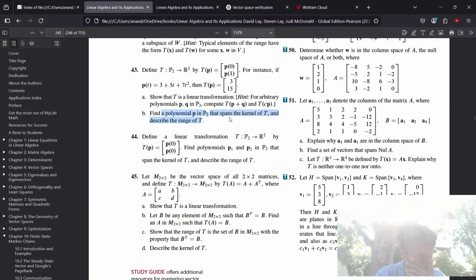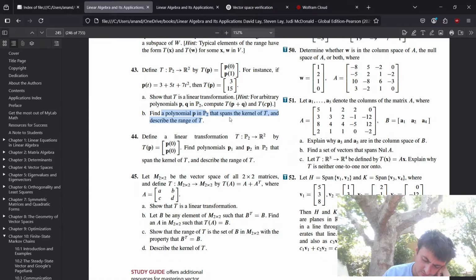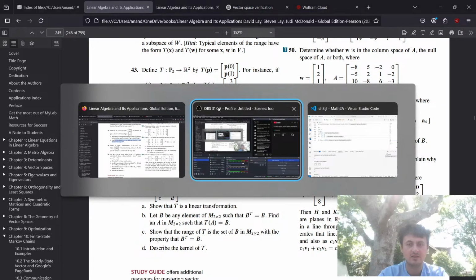So I don't know how to show that it spans the kernel though, because really, I just found a family. Oh, you know what you can do? I think you can do something like a times 1, minus 1, 0, plus b times 1, 0, minus 1, plus c times 1, 0, minus 0, 1, minus 1. I think that might be the span of the thing.